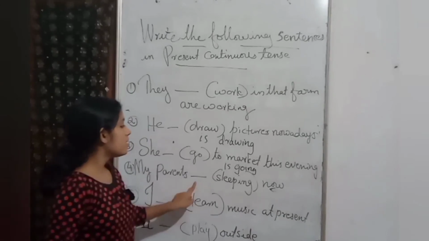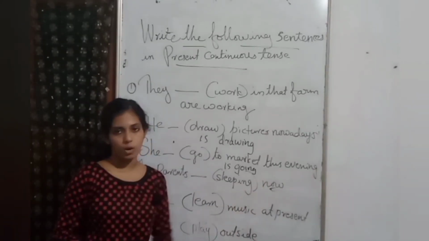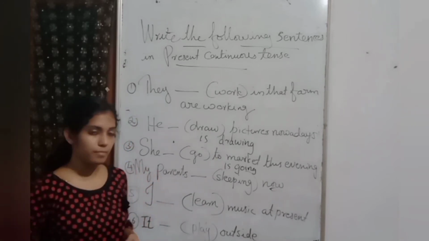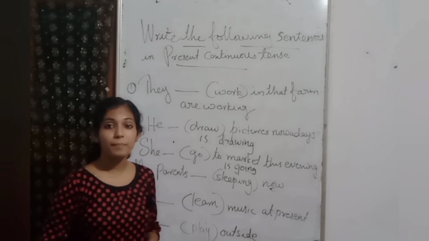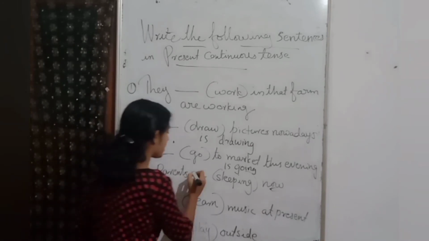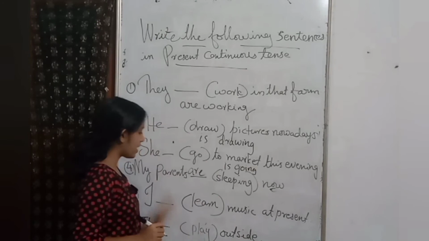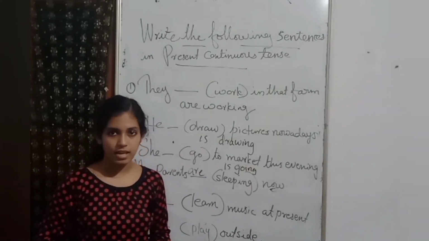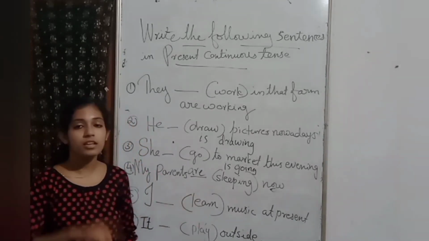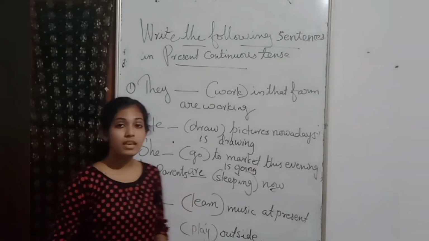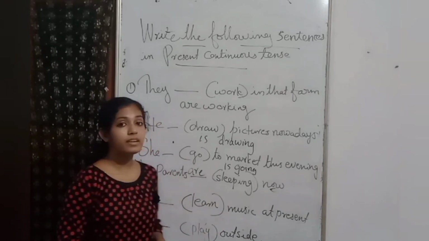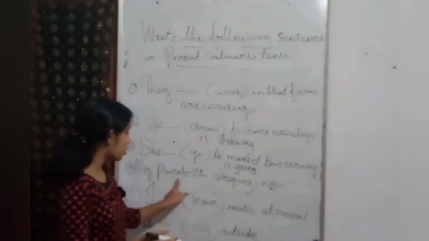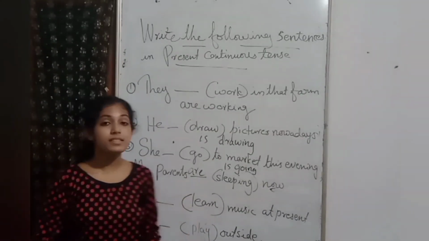Next question. My parents dash sleeping now. Which is the answer? Is or are or am? My parents are sleeping now. My parents, there are more than one person. If it is my parent, it is only one person, so we use is. But now there are more than one person, so we use are. My parents are sleeping now.